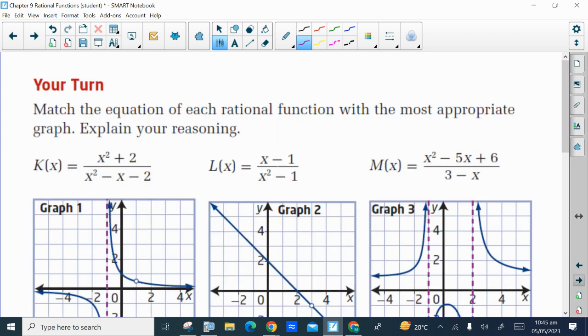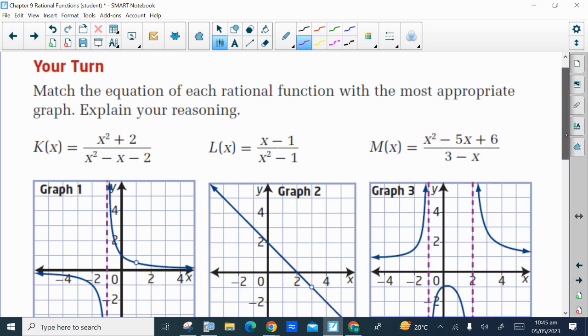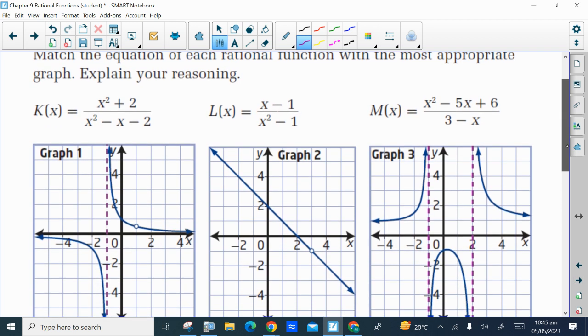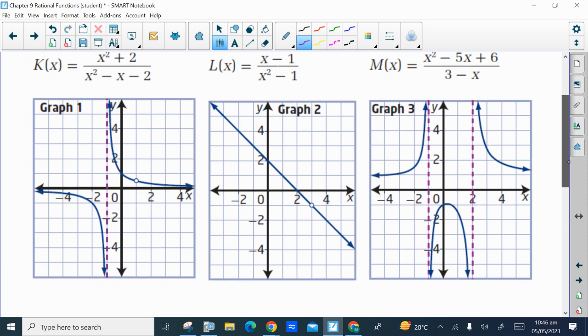Okay, so we can do the same thing with this question here. Match each equation to the graph. Graph number 1 has an asymptote at x equals -1, which means x plus 1 has to be a factor on the bottom. That doesn't cancel. It has a point of discontinuity at x equals +1, so x minus 1 will be a factor on the bottom that does cancel. Graph 2 only has a point of discontinuity at x equals 3, so that would have only one factor of x minus 3 on the bottom that would cancel.